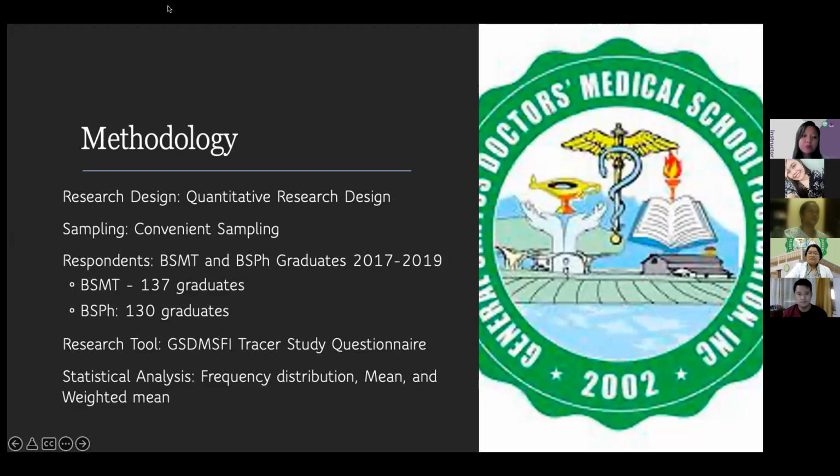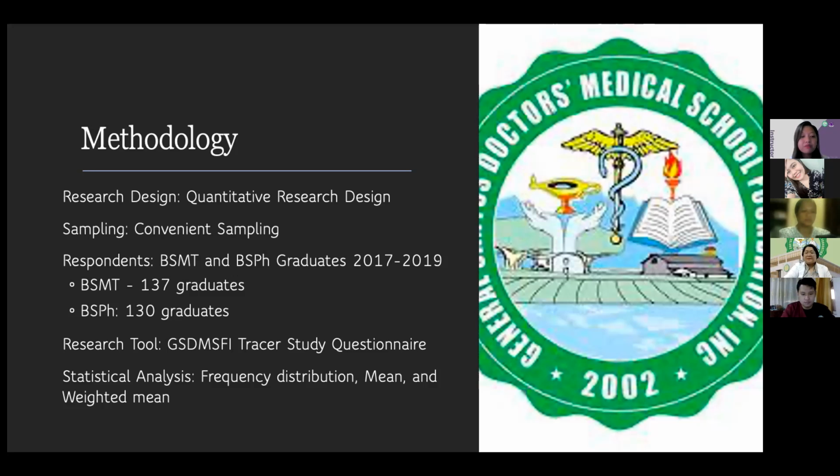For the research design, we will be utilizing the quantitative descriptive research design, descriptive because it will be used to describe the characteristics of the population, and quantitative since we are going to quantify the collection and analysis of data. For the sampling, we will be using convenience sampling. This is also known as accidental or opportunity sampling, a type of non-probability sampling that involves the sample being drawn from that part of the population that is close to hand.